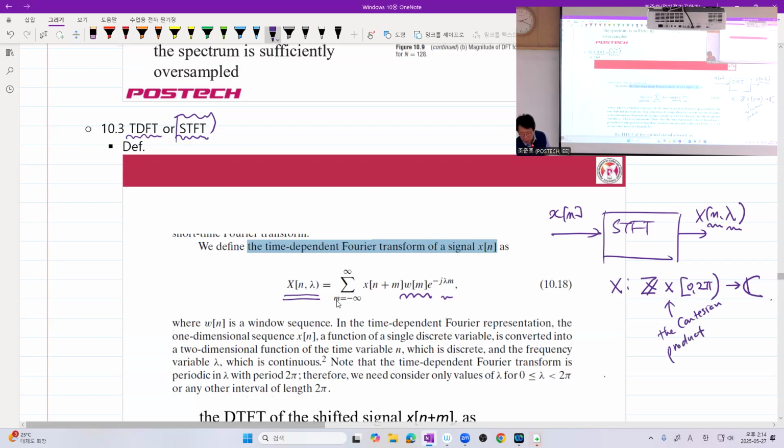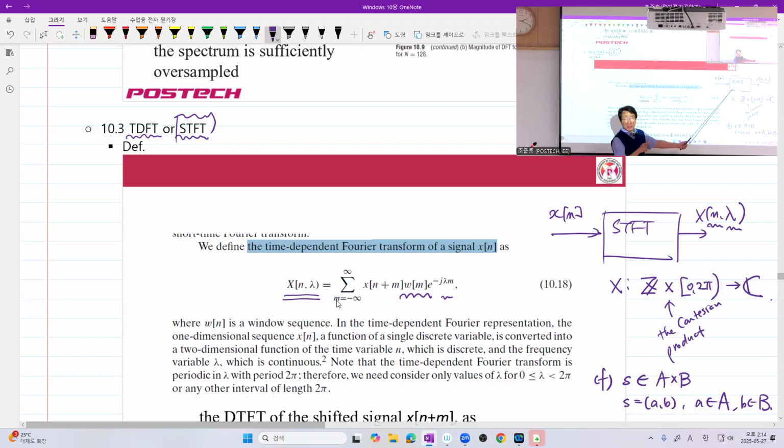So probably you remember, if a member s is in the set A times B, then s can actually be written as (a, b), where a is a member of capital A and b is a member of capital B. Right? Anyway, so here, this is a mathematical transformation.